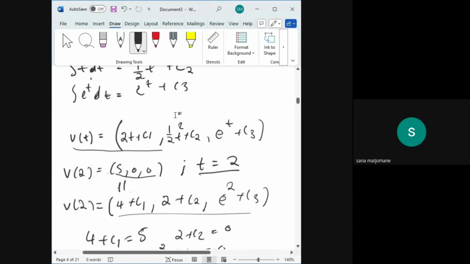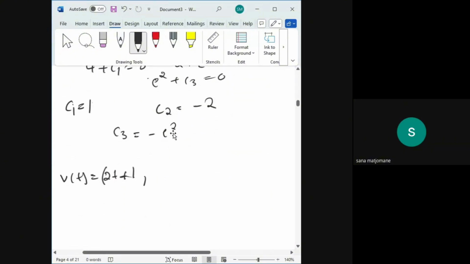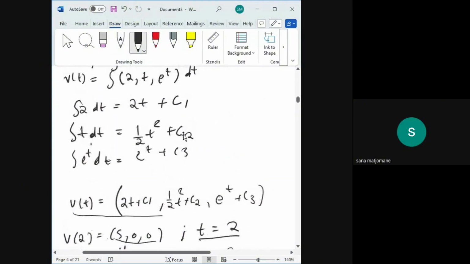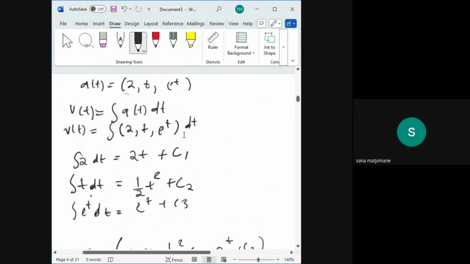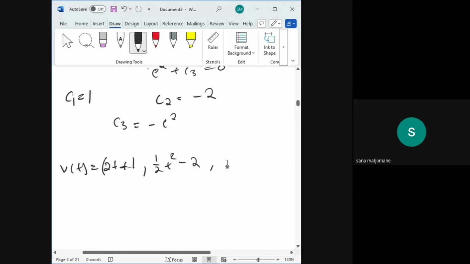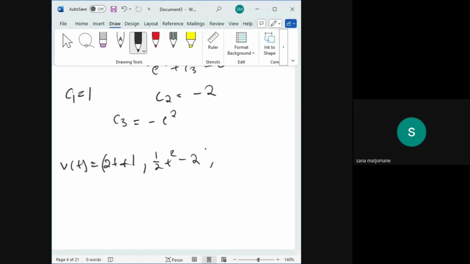No, I need to substitute on the original vector equation for velocity that I found. So it's 1 over 2 t squared minus 2. Then I come to the third component, which is here: e to the exponent t plus the constant, which is going to be minus e squared because it was C3. So it's e^t minus e squared.